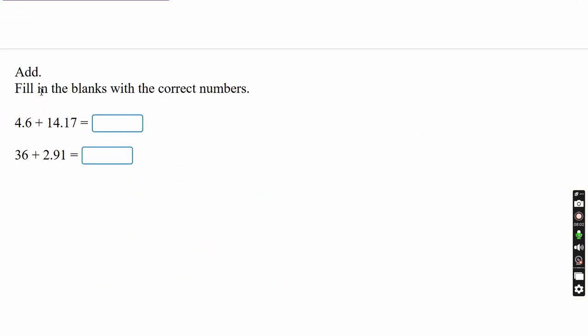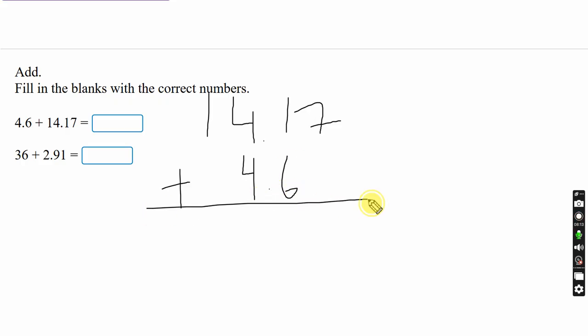Now here again, let's do the first one, 14.17 plus 4.6. Some of the questions, I'll skip them because they're just repeating the same concept. If you understand it, you can do it by yourself as well. It'll be practice for you. So 7, 6 plus 1 is 7 again, 4 plus 4 is 8, and then 1. Sorry, 18.77.